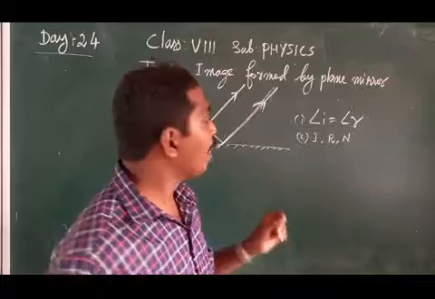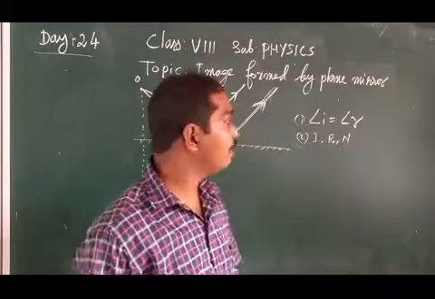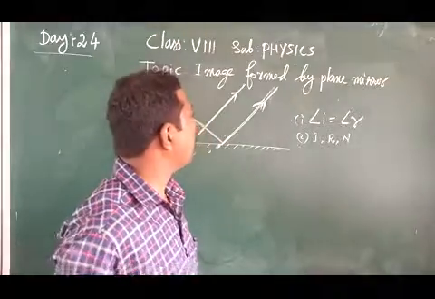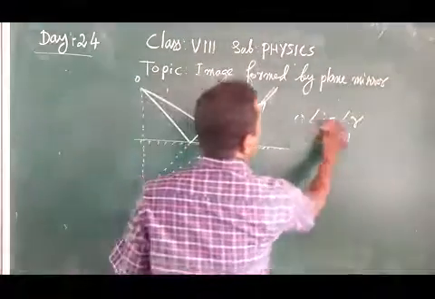So before that, recall these laws of reflection: angle of incidence and angle of reflection are equal. Then these three rays, incident ray, reflected ray and normal, lie on the same plane.